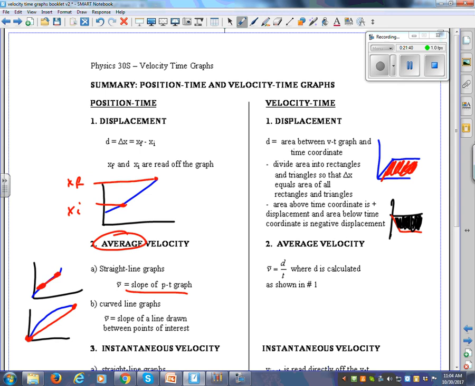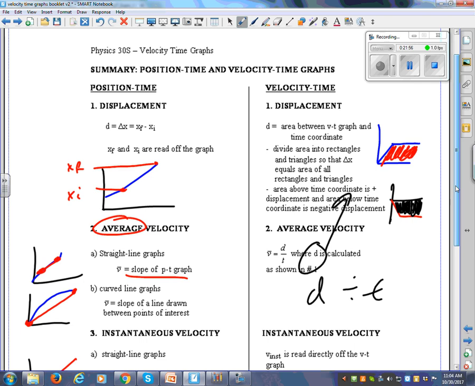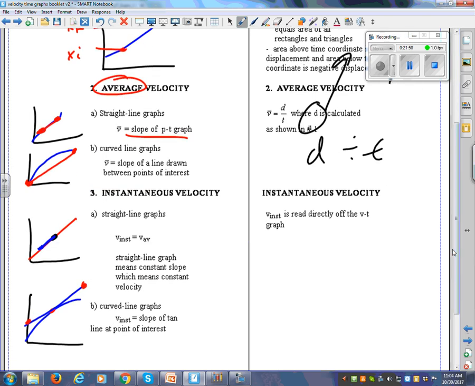If you're asked to find average velocity, how do you do that? You got to find the displacement this way, and then divide by time. Right? You find the displacement using this area method, and then divide by time. The easiest one, instantaneous velocity. That should have a number 3 on it. It doesn't. That's weird. You simply read it off the graph. It's the easiest one. Read it off the graph.